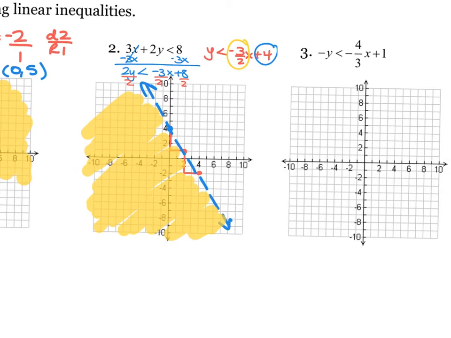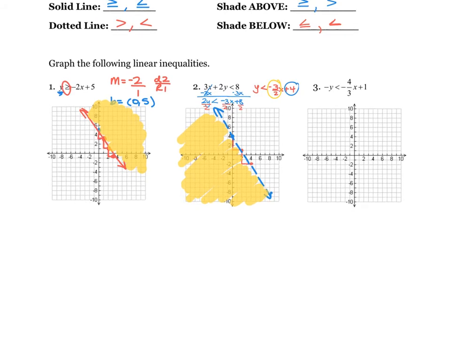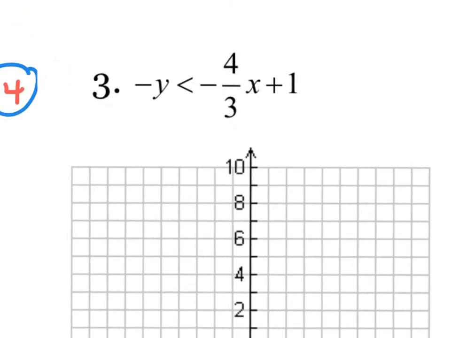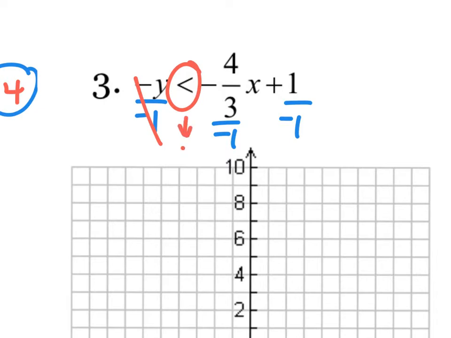I'm hoping you guys get the idea. One thing to note, especially for something like number 3, it looks like y is by itself, but there's one little thing we got to change. That's a negative y, so I have to divide everything by -1. Just be careful, guys. When I divide by a negative, what happens to my inequality sign? The answer is that it switches. Be careful out there, kids.